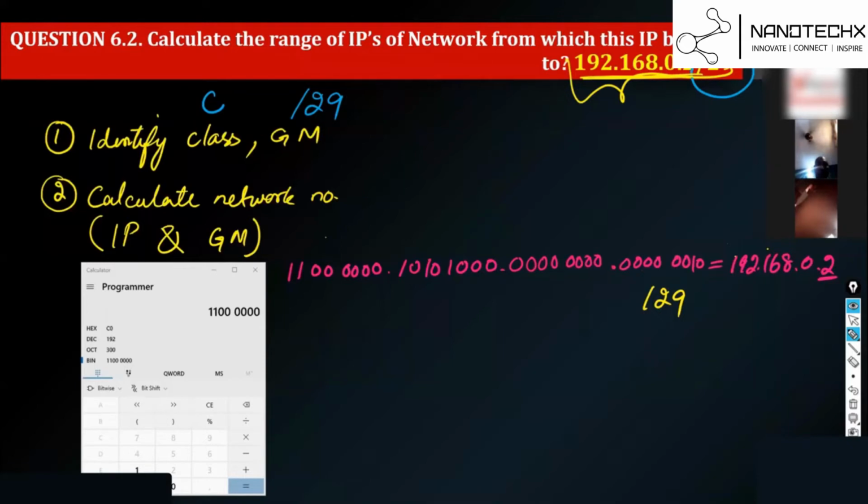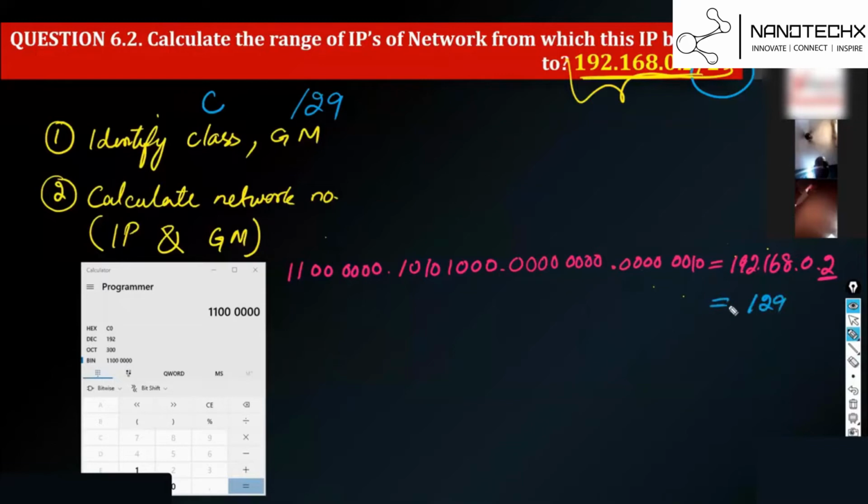It's in your Windows calculator. This is what you have to do. But don't use the calculator initially. Do it yourself, the binary to decimal calculation, which we saw in step number 1 in the previous lecture, in the previous section, which we just did today.